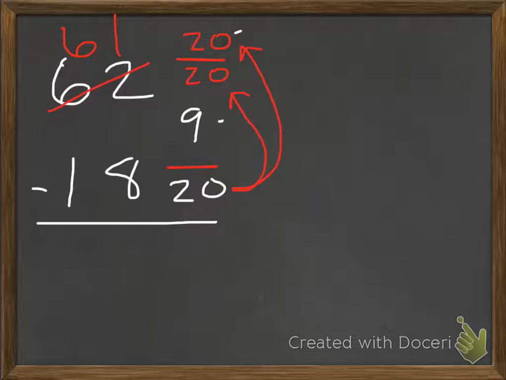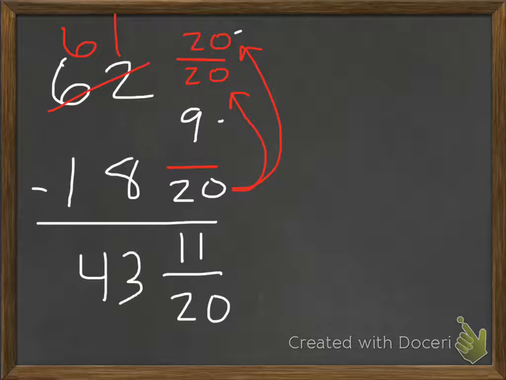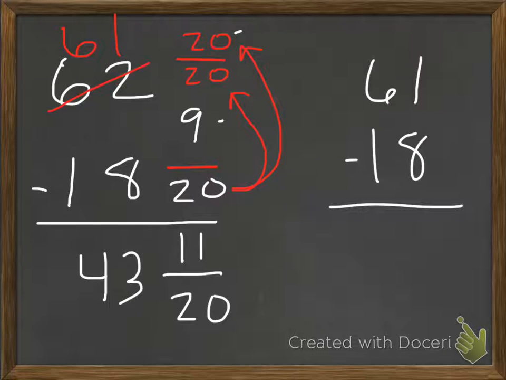20 minus 9 is 11. Denominator stays the same. And 61 minus 18 is 43. Again, with 61 minus 18, you'll probably have to rename and borrow from the 6. 11 minus 8 is 3. 5 minus 1 is 4. So just use that concept to get your answer for the bigger whole numbers. Lesson 1 and Lesson 2 are pretty similar, only in Lesson 2 your numbers are a little bigger.